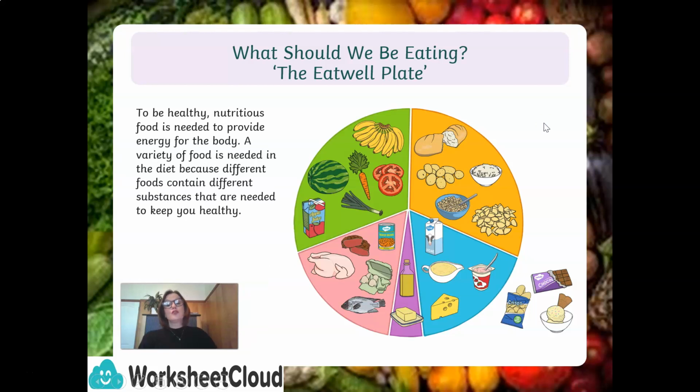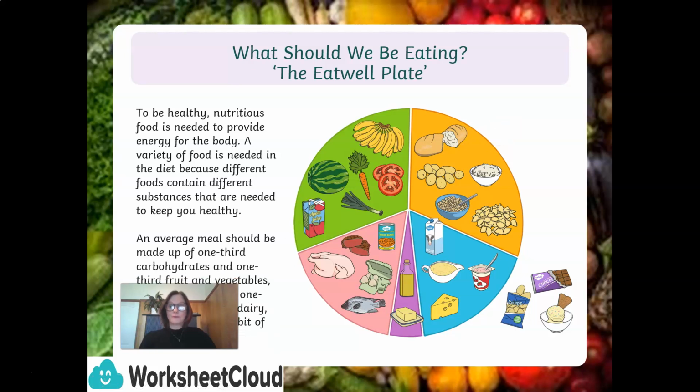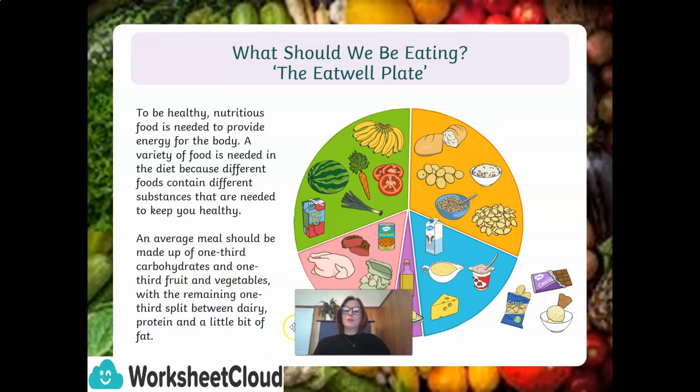To be healthy, nutritious food is needed to provide energy for the body. A variety of food is needed in the diet because different foods contain different substances that are needed to keep you healthy. An average meal should be made up of 1/3 carbohydrates and 1/3 fruit and vegetables, while the remaining 1/3 should be split between dairy, protein, and a little bit of fats.